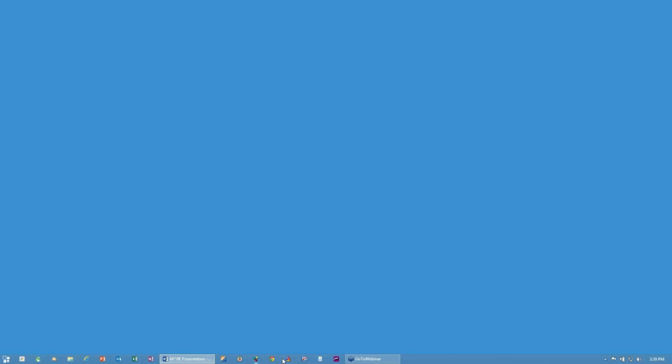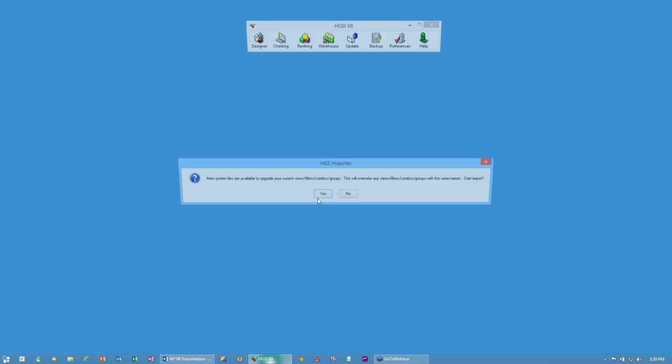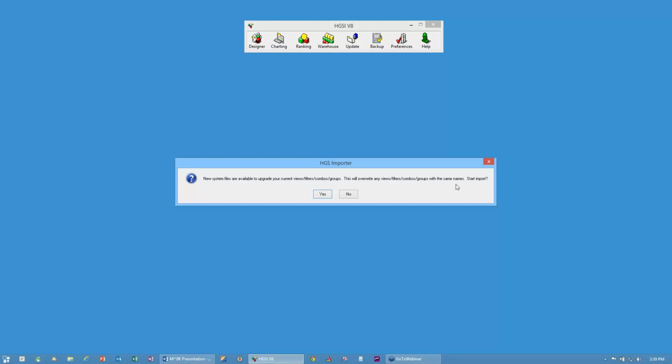And then I'll reopen HGSI, and I get a message that new system files are available to upgrade your current views, filters, combos, and groups. And it will overwrite anything. So if you want to make changes, you need to make changes down in your user area. And that goes for filters, views, and combos. You can duplicate within their folders, but I don't want to get into that right now.